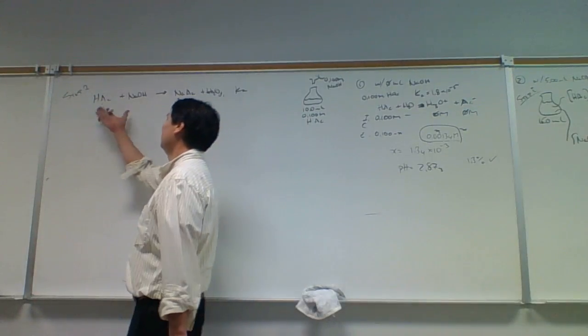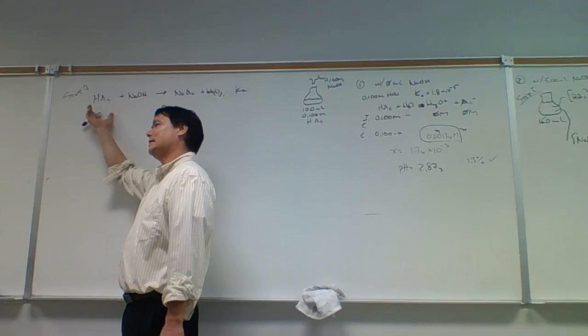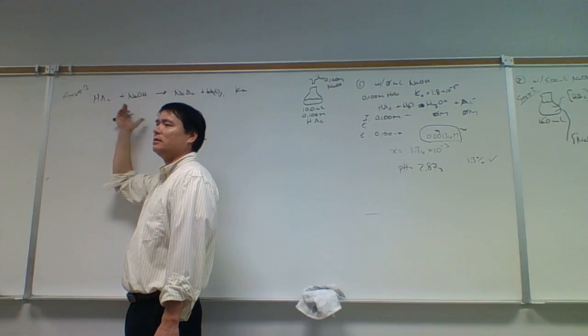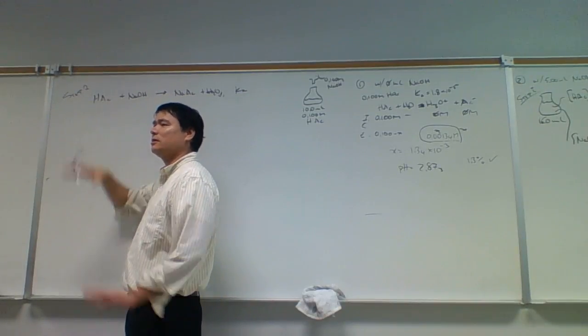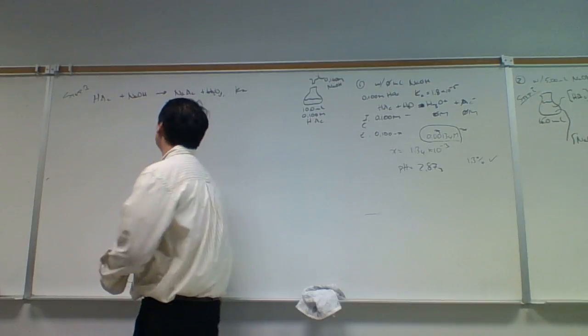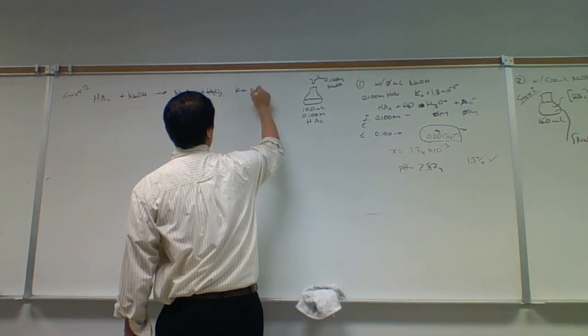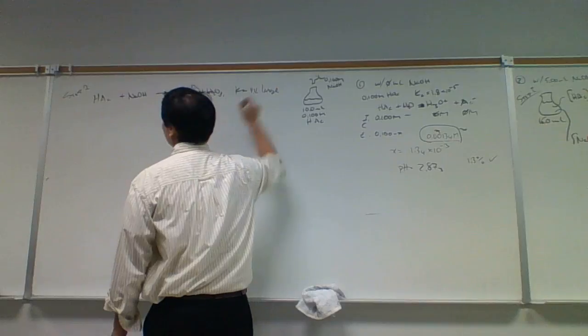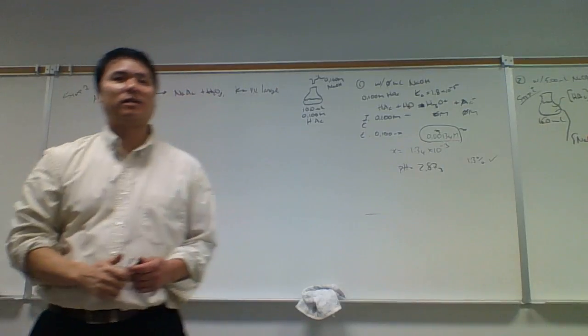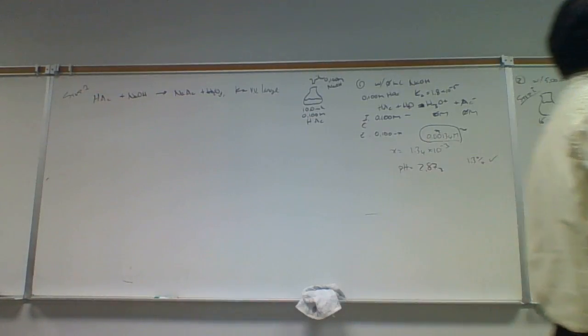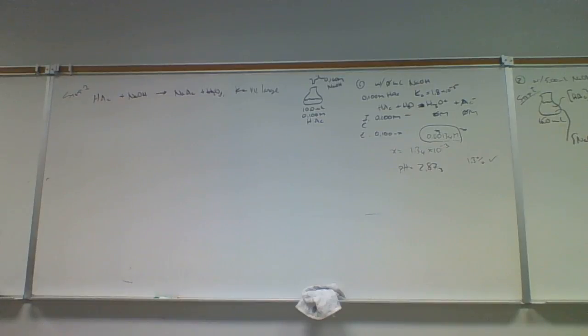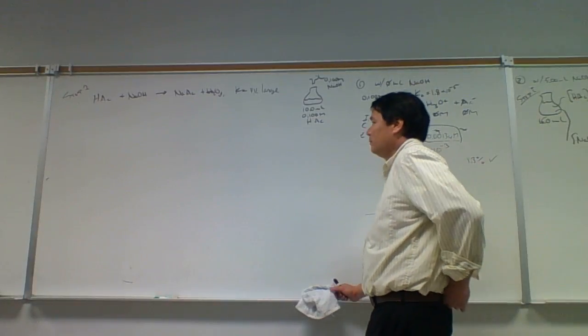Because the last one was HCl. HCl is a much stronger acid than acetate, and so this has got to be smaller than the previous one. To indicate it's smaller than the previous one, we'll just call it very large rather than very, very large. Very, very large we reserve for reaction with water.